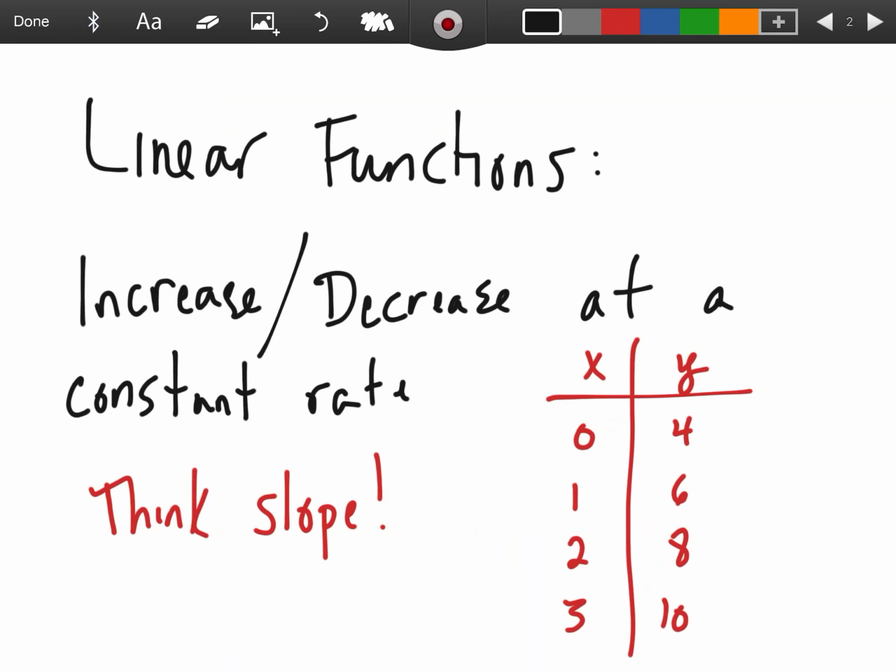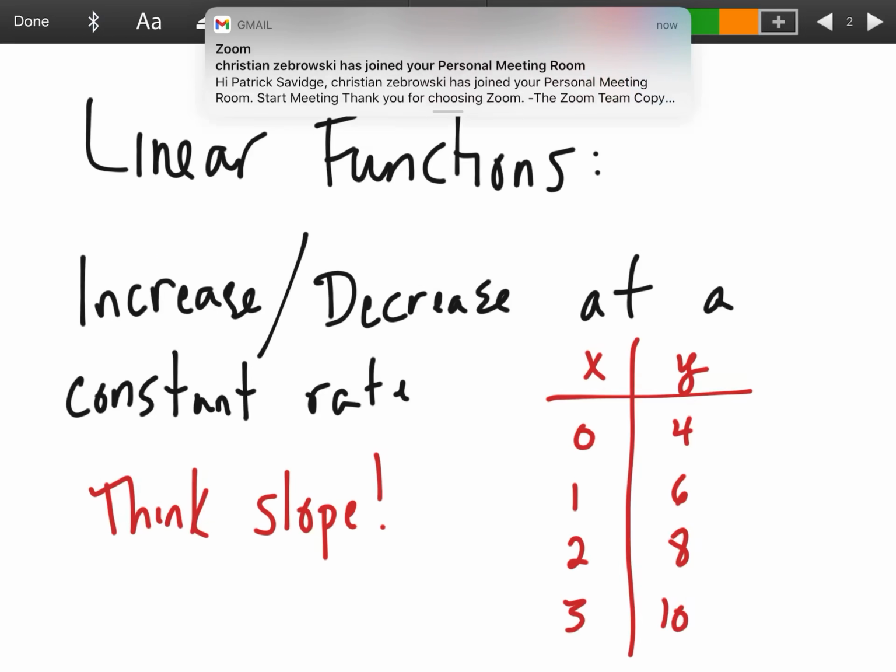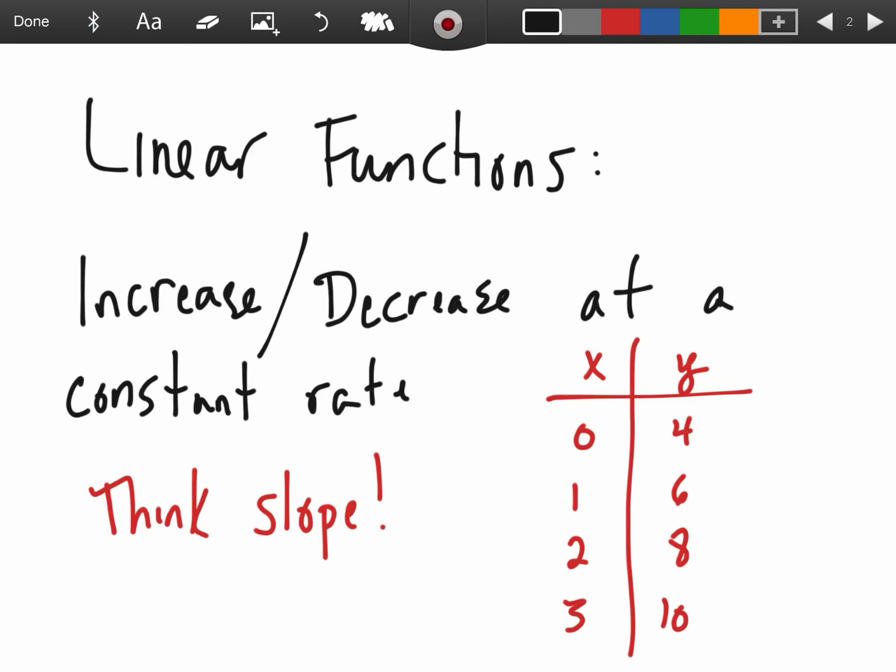All right, so we know all about linear functions. This is our y equals mx plus b, and we know that these functions increase and decrease at a constant rate. Just think about slope, right? As you go over 1, you're going to go up or down by whatever that slope is.